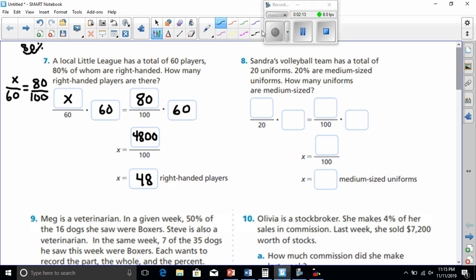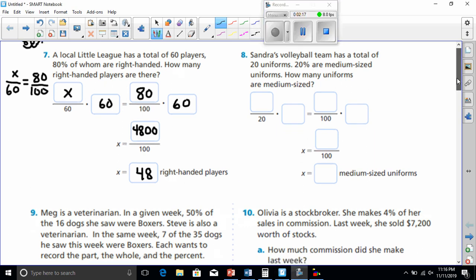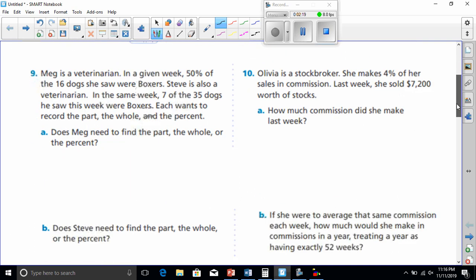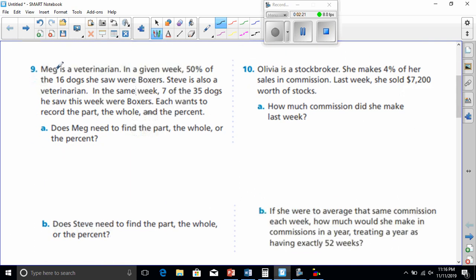All right? And let's venture off to number 9 now. Number 9 says, Meg is a veterinarian. In a given week, 50% of the 16 dogs she saw were boxers. Steve is also a veterinarian. In the same week, 7 of the 35 dogs he saw were boxers. Each wants to record the part, the whole, and the percent.